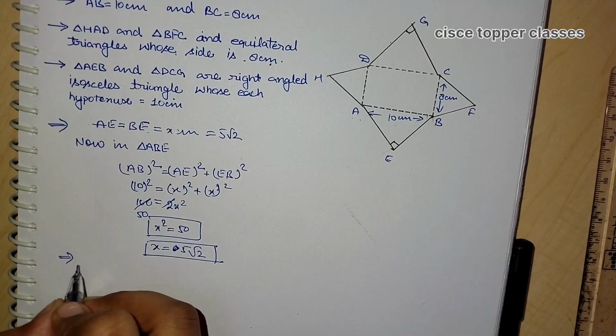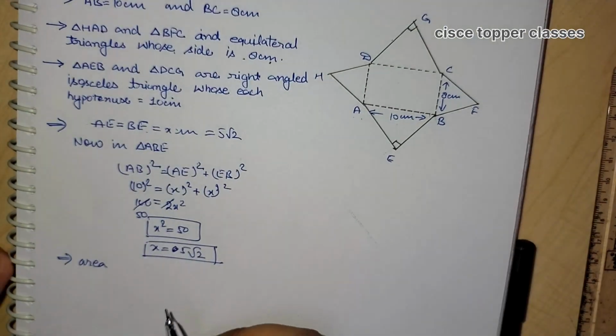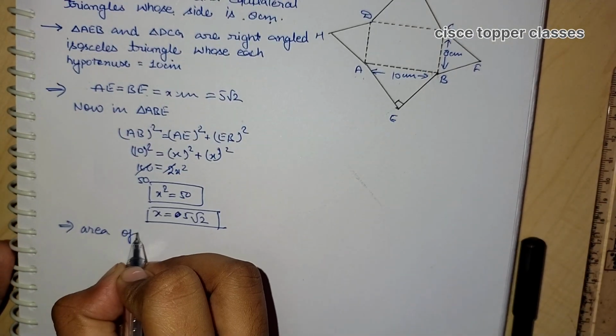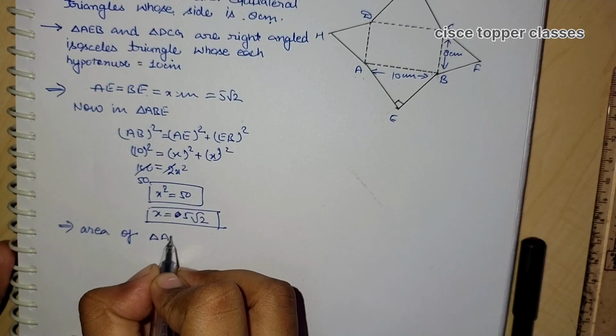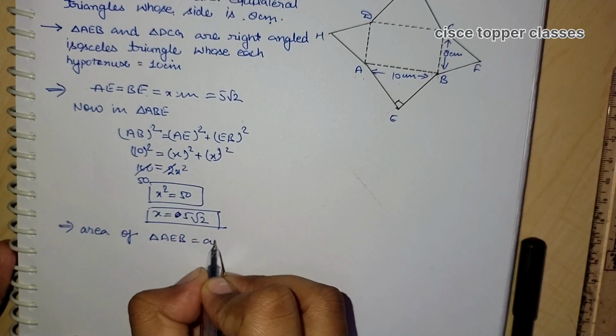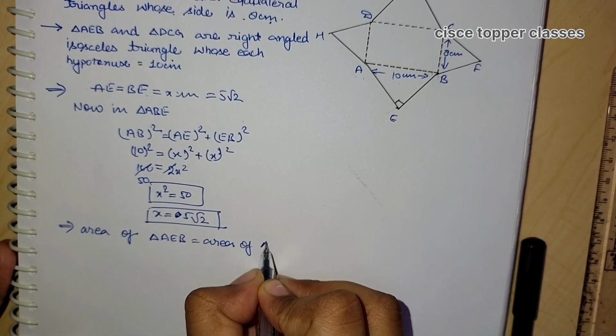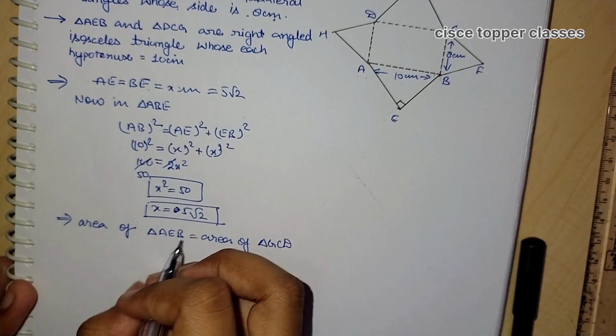Now we can find the area of this isosceles triangle. The area of triangle AEB will be equal to the area of triangle GCD here. So you can find the area here.